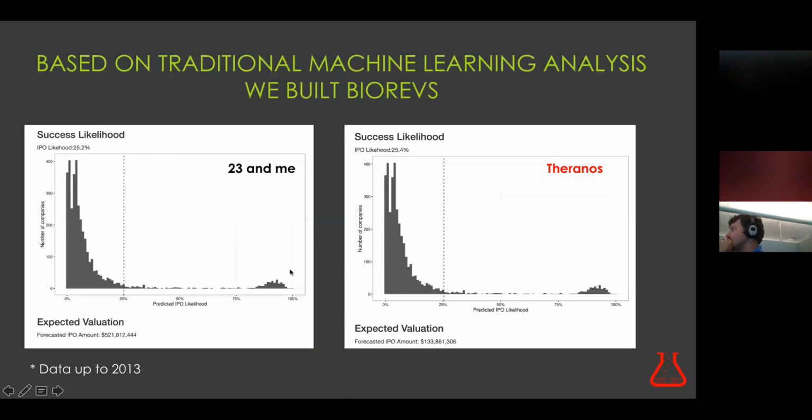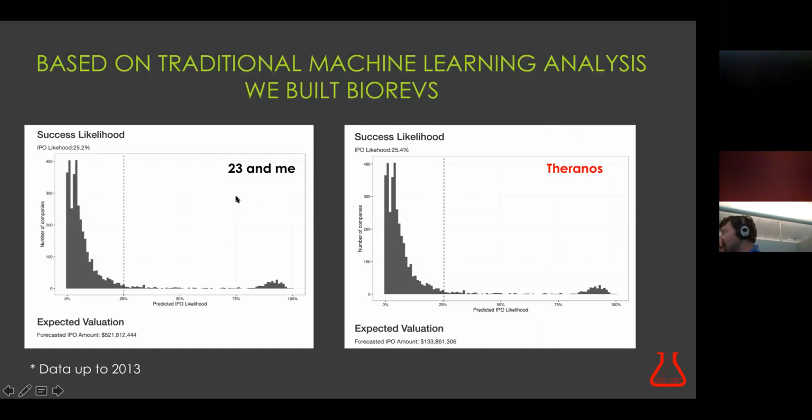Now these are outliers up here, but this is the majority of most companies, and 25% is at the very highest range of this cluster right here. So we can see two companies, and I'll take a step back and say this is a snapshot from 2013. We've got two companies that look very similar according to our data, which is, again, a traditional non-graph approach to the data. 23andMe today and Theranos today look very different, and we'll argue that graph can get at that difference.